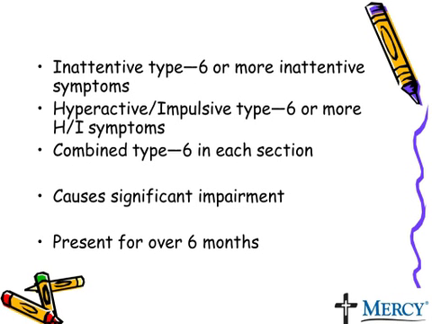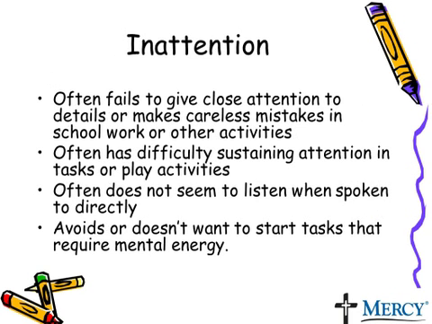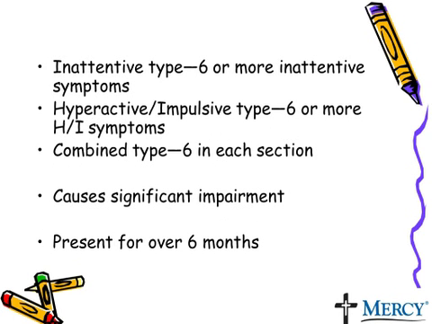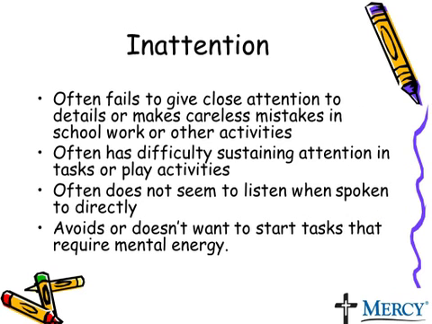Other things we look at in making a diagnosis is that the symptoms need to cause significant impairment. Many people may have these symptoms, but they don't really interfere with our life, so it's not considered to be impaired. The symptoms need to be present for more than 6 months to make the diagnosis. And as I mentioned before, the symptoms need to be present in more than one setting. Also, the symptoms usually start before the age of 7.